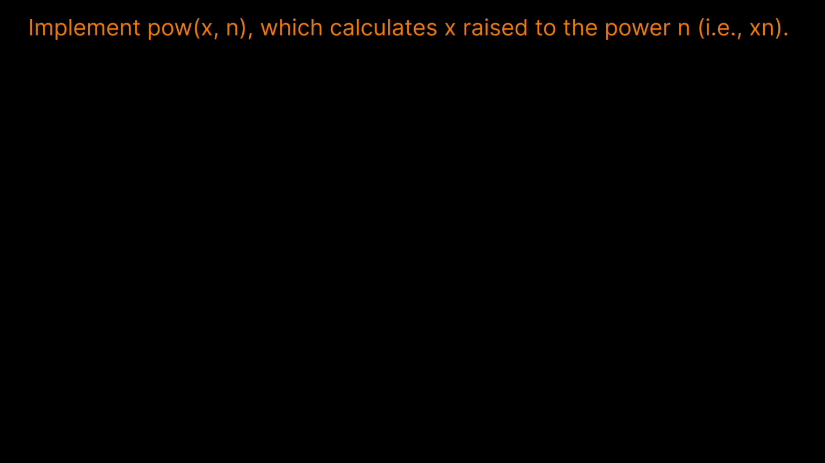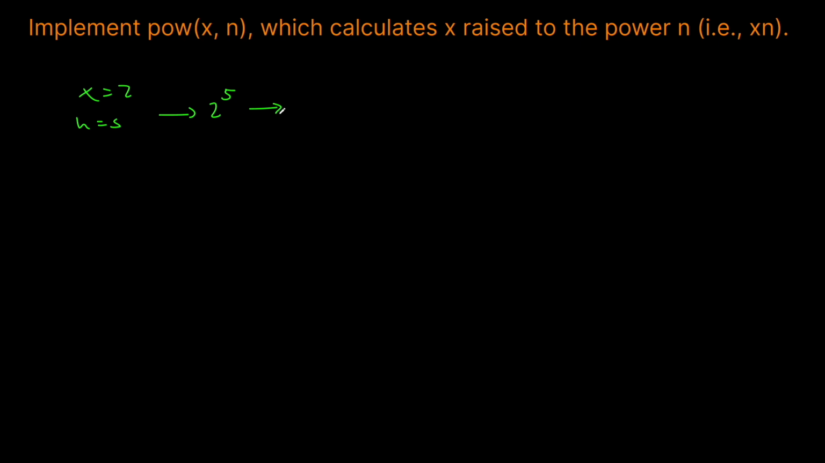Today we're going to be solving Leetcode problem number 50, POW_xn. Implement POW_xn, which calculates x raised to the power n, i.e. x to the n. So what does this mean? What if we're given x equals 2 and n equals 5? Essentially, what we want to do is calculate 2 to the 5th.